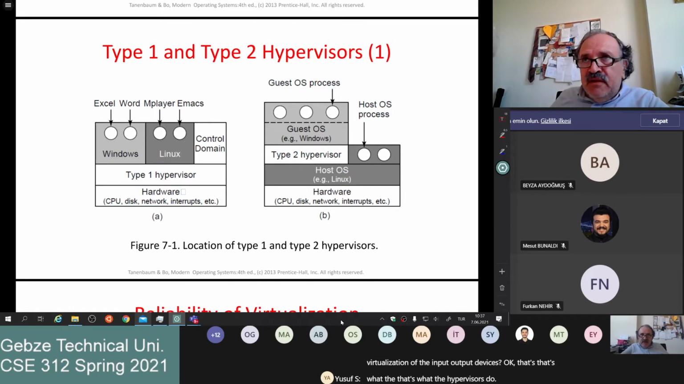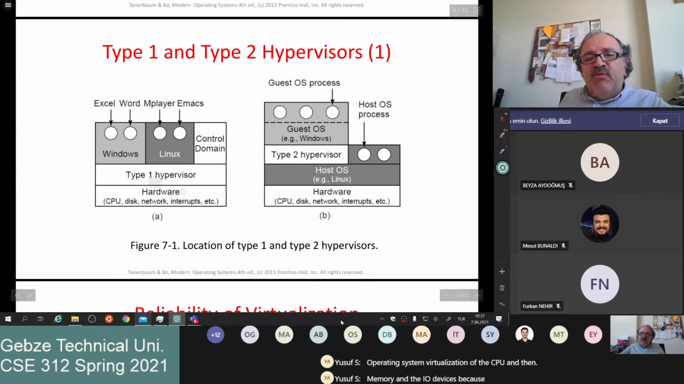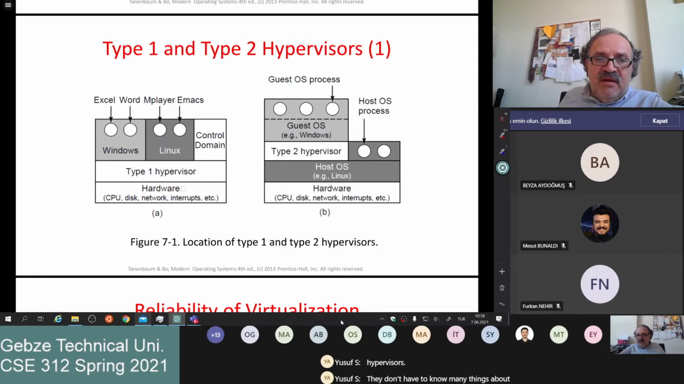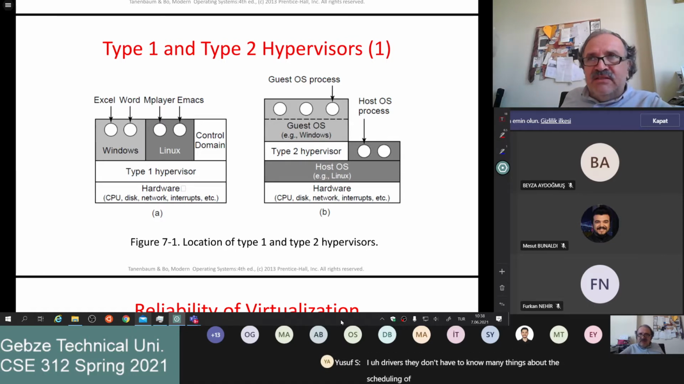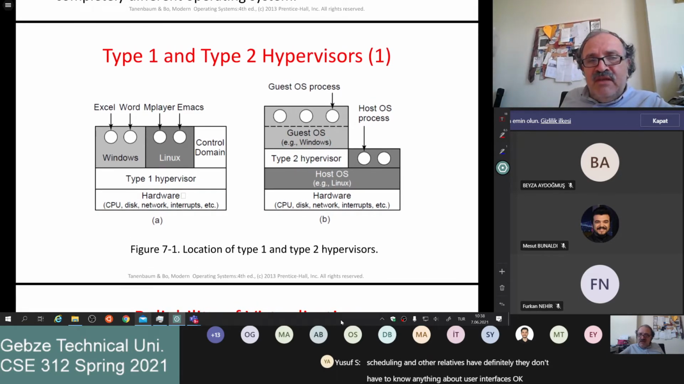While I am saying that, doing these three kinds of virtualizations is of course not easy, but it is not as difficult as the detailed abstraction of operating system virtualization of the CPU, the memory and the I/O devices, because these types of hypervisors don't have to know many things about the I/O drivers. They don't have to know many things about the scheduling and other related stuff. Definitely, they don't have to know anything about the user interfaces. All they have to do is interact with operating systems. Okay, not user processes, not the user itself, etc.